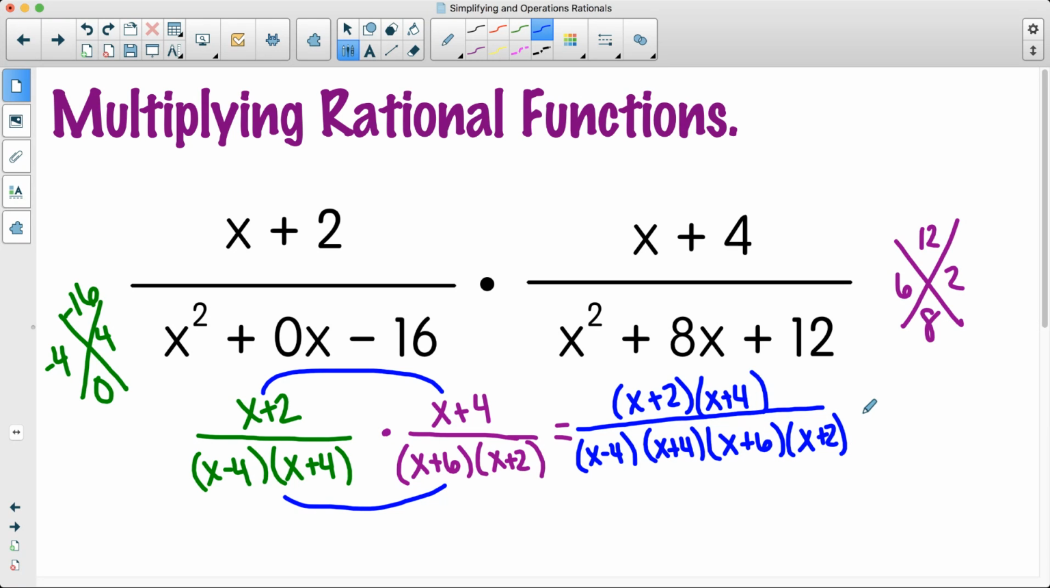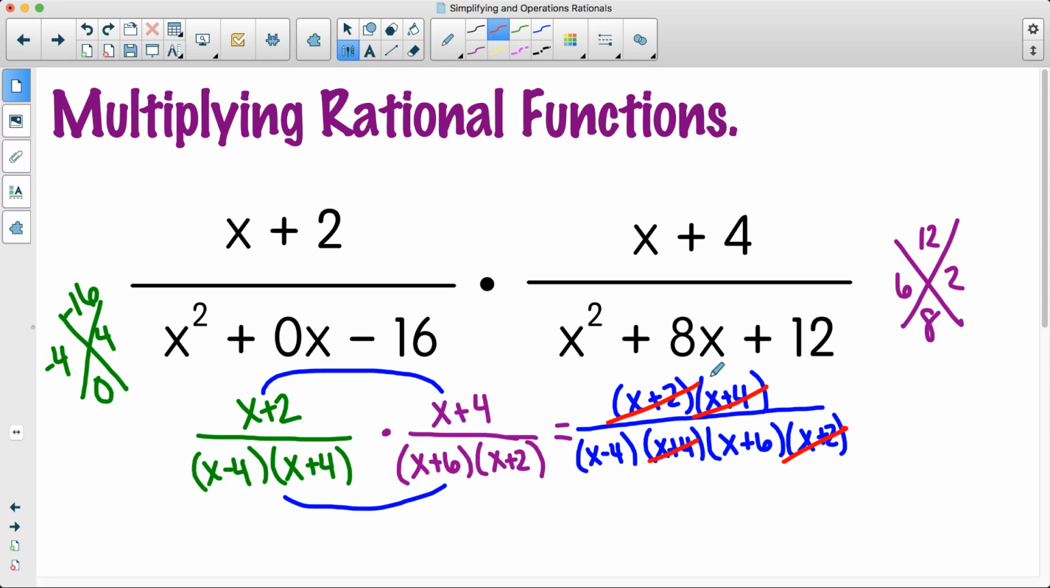All right, so there I've multiplied everything together, but yesterday we learned how to simplify. So all we're doing here to simplify is looking for what's the same in the numerator that's in the denominator that can cancel each other out. So in the numerator here, I've got x + 2, and I've got an x + 2 in the denominator. So those are going to cancel each other out. I also have an x + 4 in the numerator and an x + 4 in the denominator. So those are going to cancel each other out.